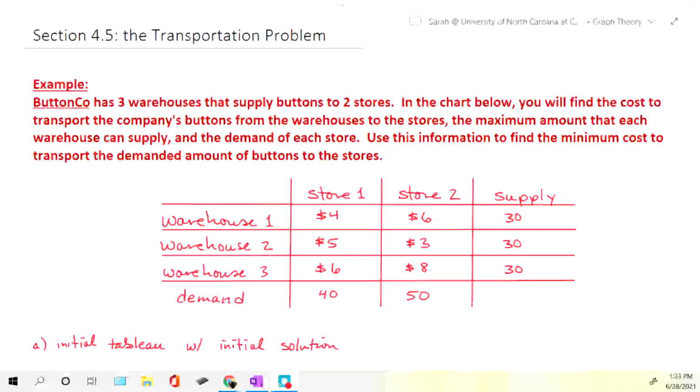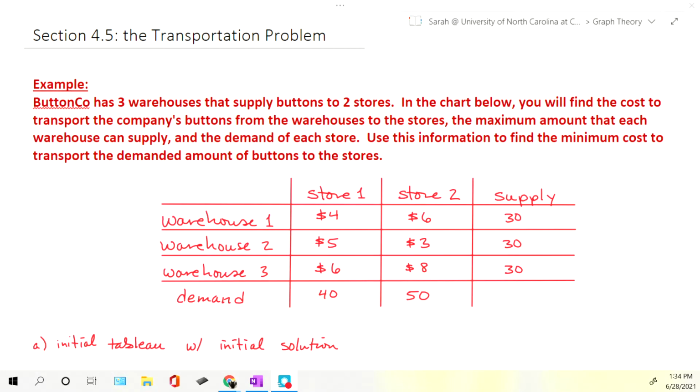This video is going to go start to finish through an example of the transportation problem. I'm not going to very slowly go through each step. I'm just going to go through the entire problem. So if you need to stop and start the video as we go through to double check various steps, definitely do that. Okay.